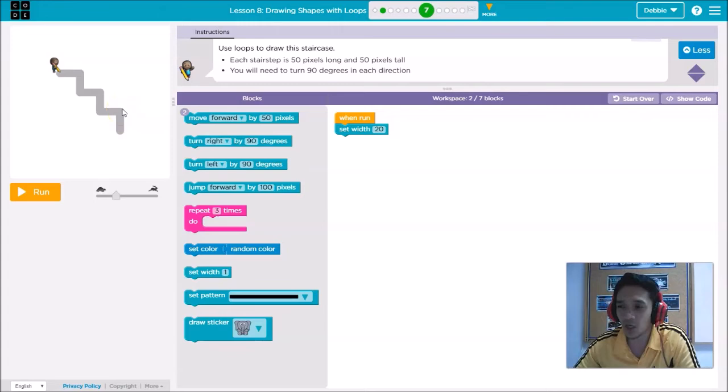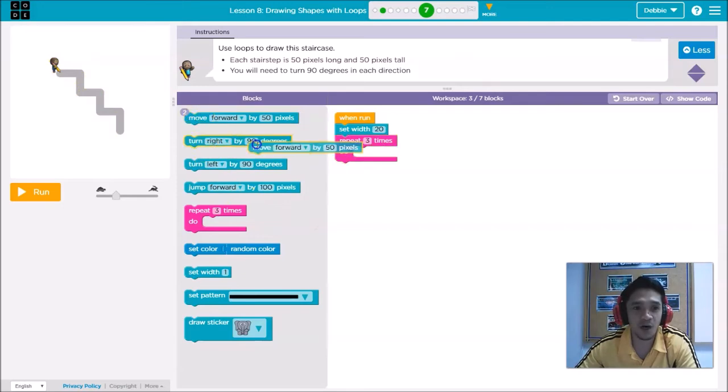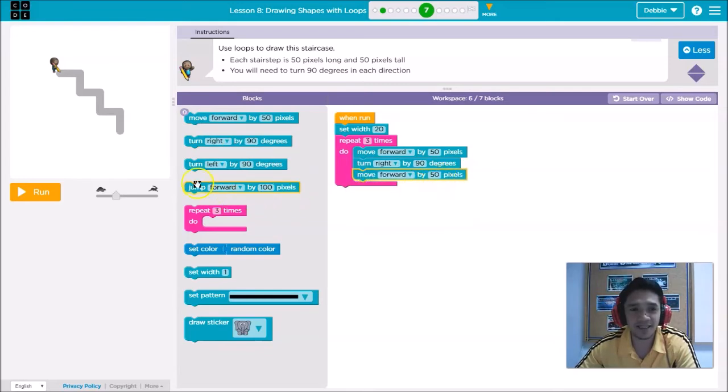Let's start. Here, we set already 20. This one is the width of our lines. Okay, so do our looping. We need to count 1, 2, and 3. So that is 3 times. Next is to move forward. How many pixels? 50. And then turn right, 90 degrees. Then move forward again, 50 pixels. And then turn left, 90 degrees. This one is turn left. This one is turn right. Okay, let's start.